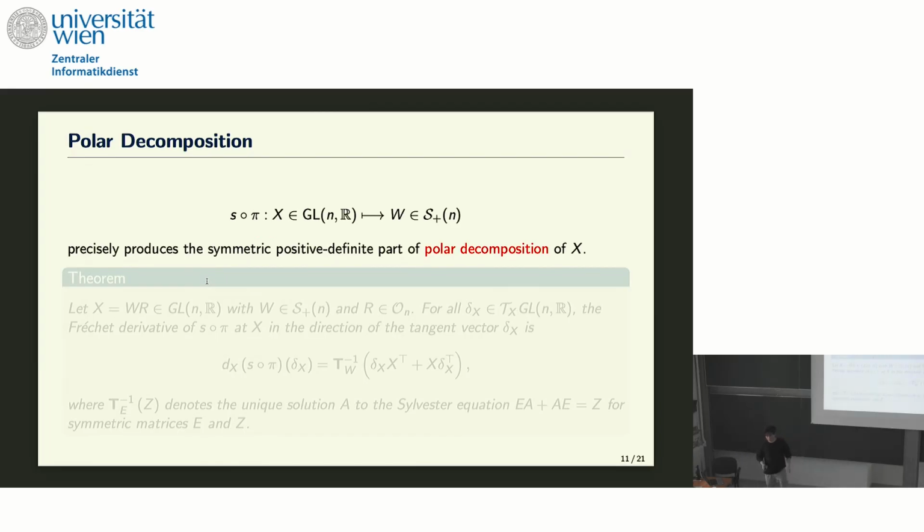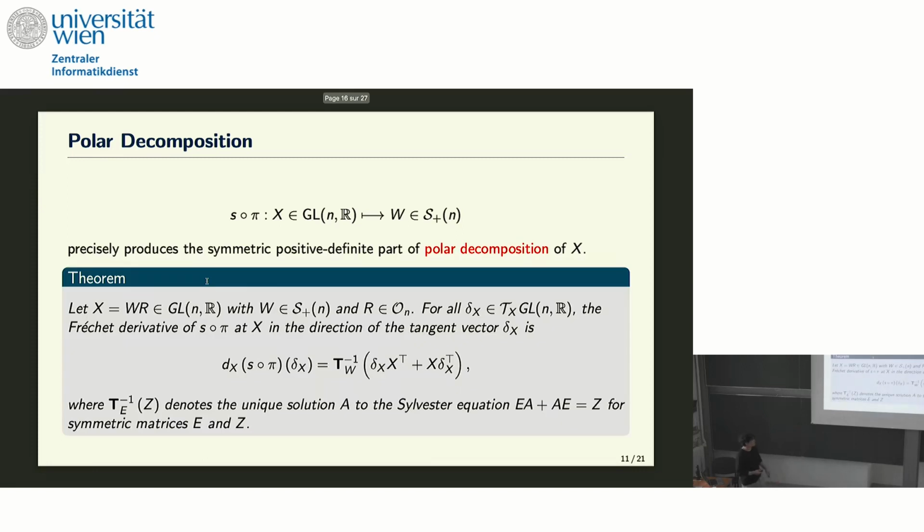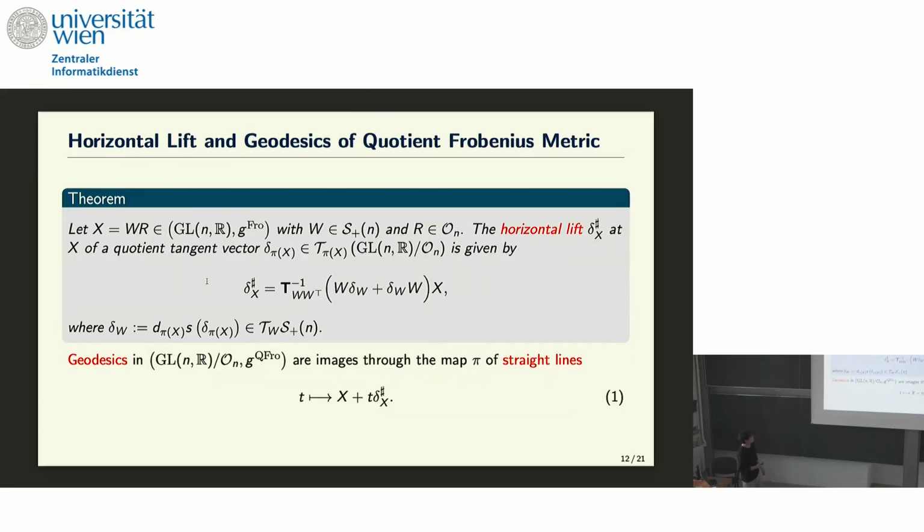So how do I compute the horizontal lift? Well, first I compute the Fréchet derivative of my quotient map along that section, S over pi. It can be expressed in terms of a solution of a Sylvester equation. And if I invert that Sylvester equation, I can get an expression of the horizontal lift along that section. And by making the group act, I can get the horizontal lift at any point of the fibers in my top space.